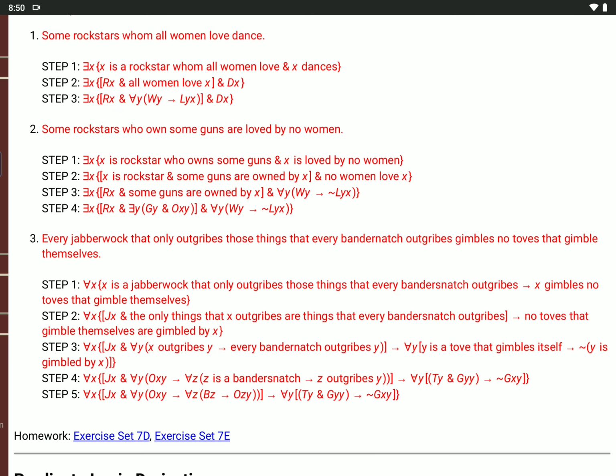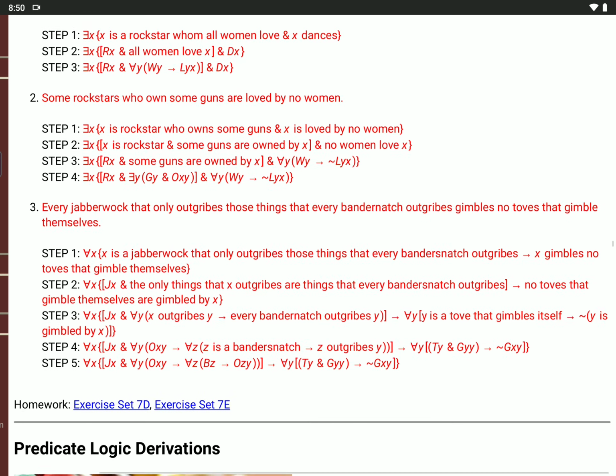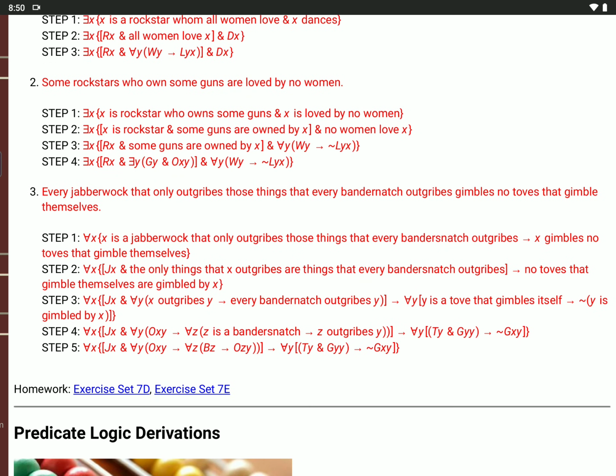Then we can take it in pieces. X is a rock star and x owns some guns. You can reword that with the quantifier at the beginning. Some guns are owned by x. You can do that in English still at this point. And again, x is loved by no women. You want to reword that so the no is at the beginning. No women love x. Then you can take it in pieces. X is a rock star becomes Rx. Some guns are owned by x.